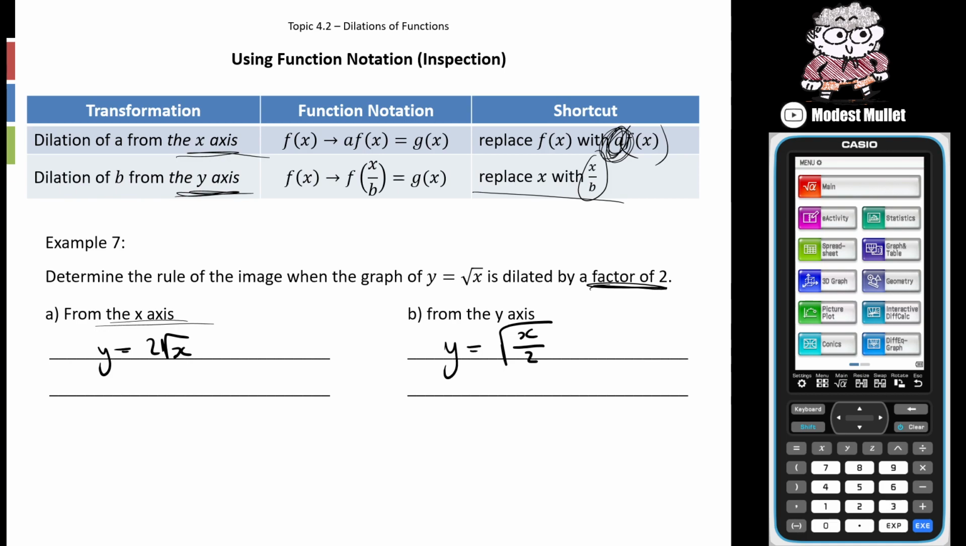And that's it. Again, we have to be careful with this because we're replacing x, which is normally inside, have some other operators applied to it. You have to replace exactly the x. You wouldn't want y is equal to the square root of x all on 2. No good. You haven't replaced the x itself.